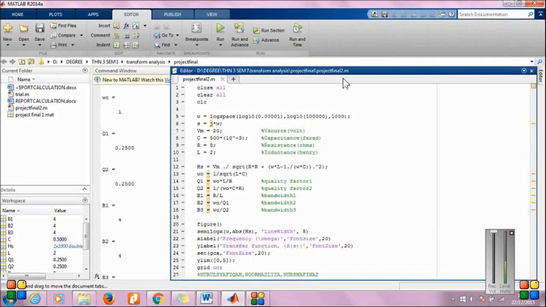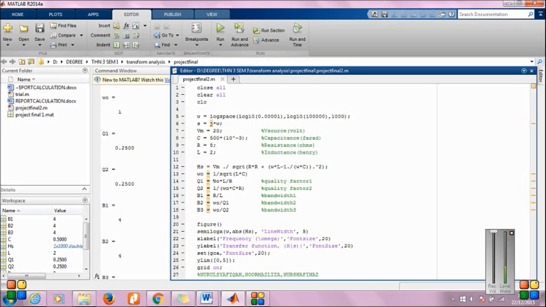Firstly, we develop the code to get the waveform of the transfer function Is versus frequency omega. This code consists of three main parts. In the first part, we set the parameter values. For Vm, we set 20 volts. For the capacitance, we set 500 millifarad, the resistance is 8 ohm, and the inductance is 2 Henry.